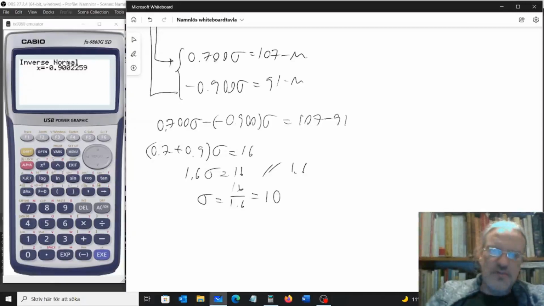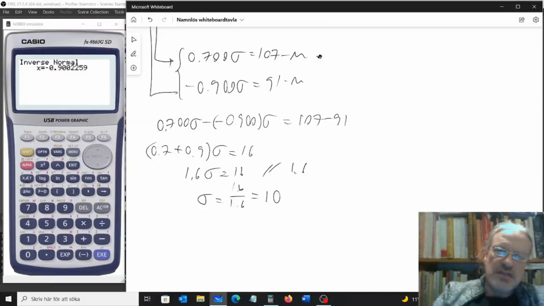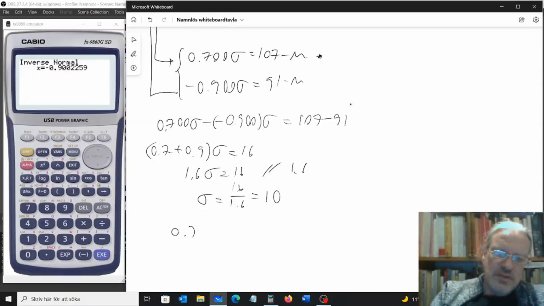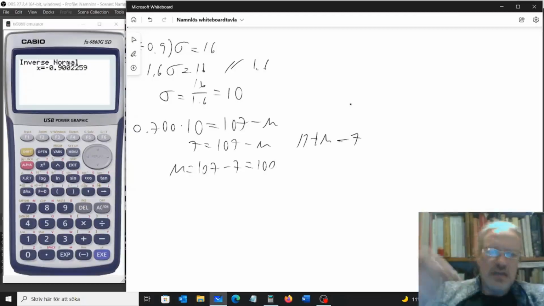And then we also need to find our average, our mu. So we can take one of these two equations. Say I take this one. So 0.700 times our sigma, that was 10, should be equal to 107 minus mu. Okay, so that will give us 7 equals 107 minus mu. I could add mu on both sides, and I will also subtract 7 from both sides. That will give us mu equals 107 minus 7, or equal to 100. And that is what we started with.